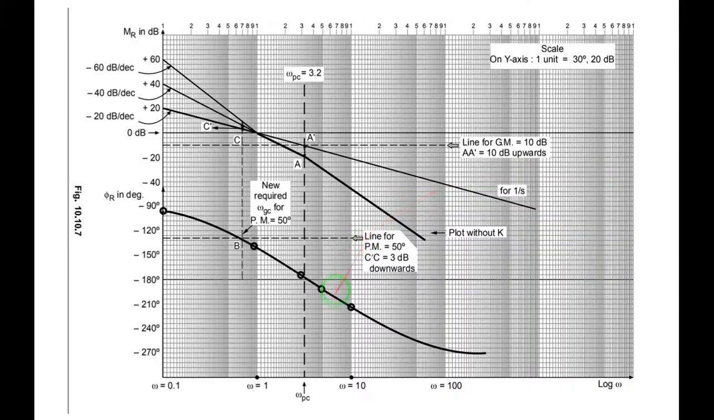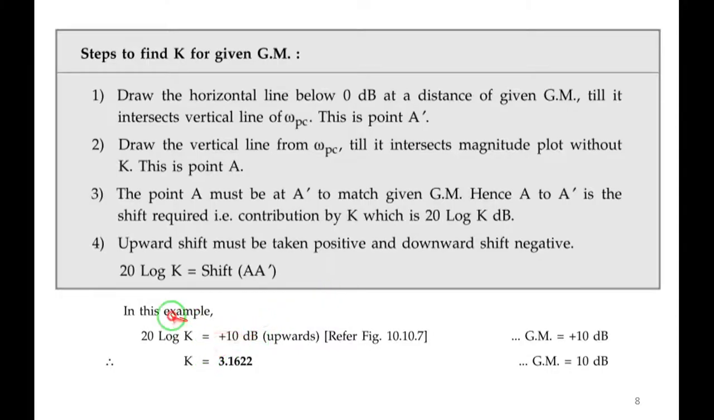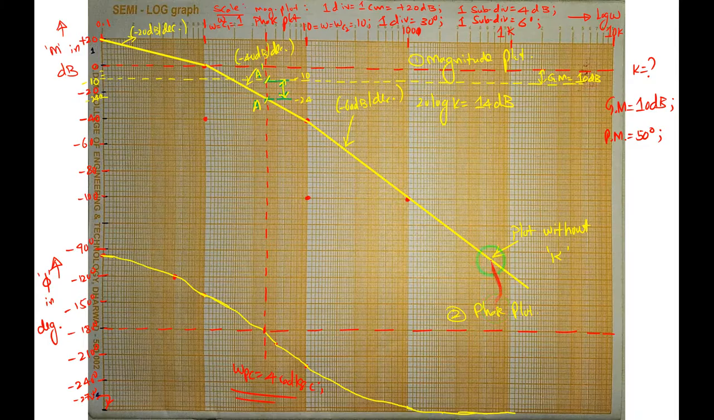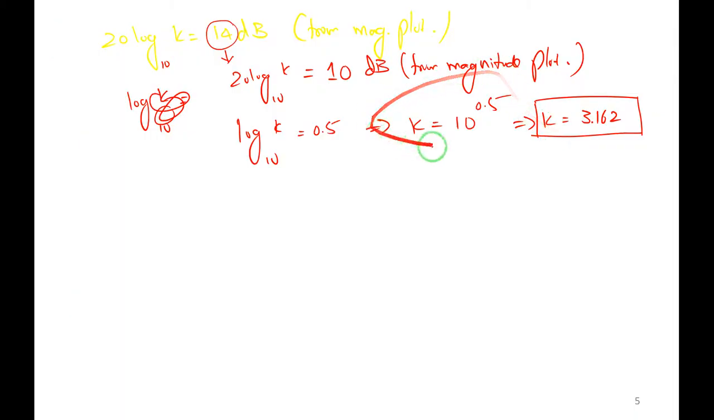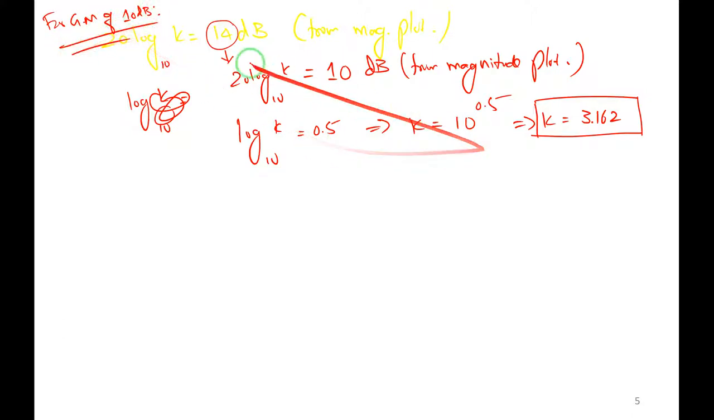You can check in the textbook, they are getting the same thing. So 20 log k equal to 10 dB. Whatever the friend told is correct, because I am drawing that magnitude plot roughly at 10 dB. So 3.162 is the value of k. It is fine for a gain margin of 10 decibels, whatever we have calculated, right? So the value of k for a gain margin of 10 decibels is 3.162. Let me write it here: for gain margin GM equal to plus 10 dB.